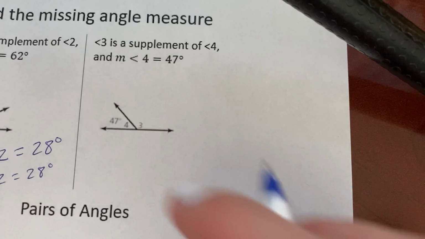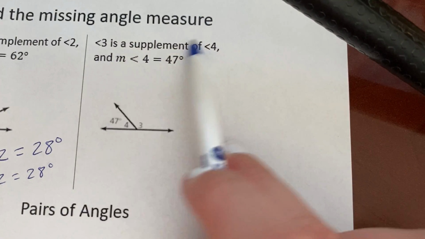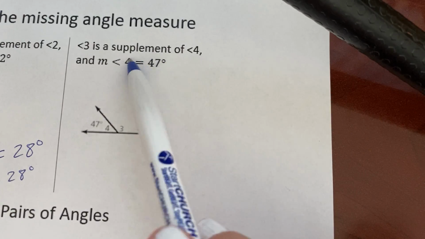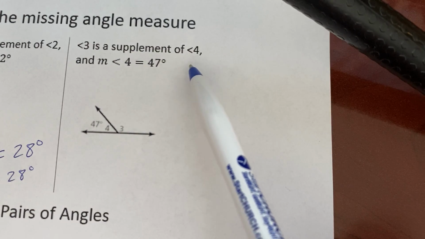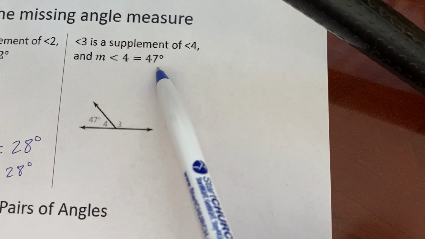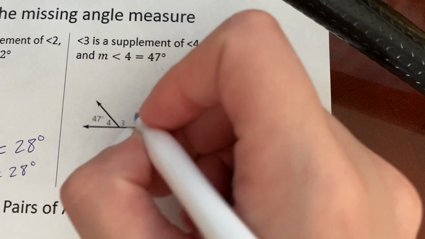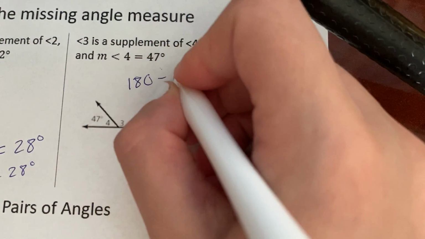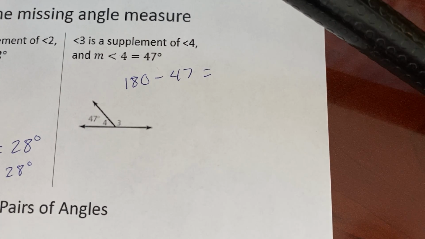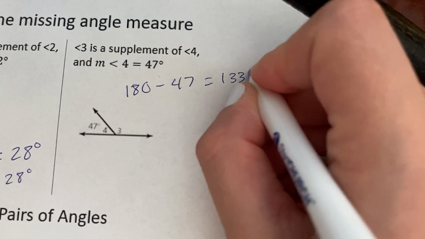All right, same thing over here. Again, you won't always be given the picture, so on the test you have to be able to look at this and know what to do. Angle 3 is a supplement of angle 4, which means supplementary. The measure of angle 4 is 47. Find the measure of angle 3. Same thing, we'll just do 180 minus 47, and that should give you the measure of angle 3. All right, so we get 133. Pretty easy, right?